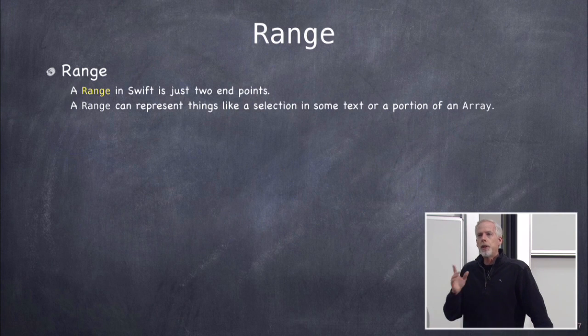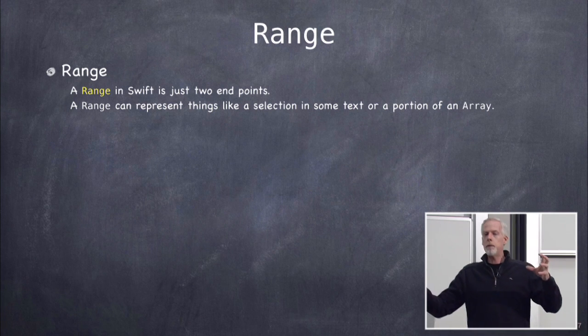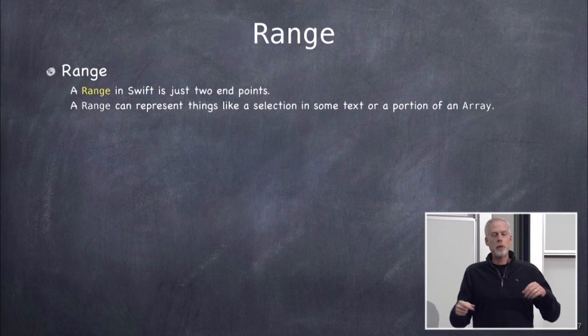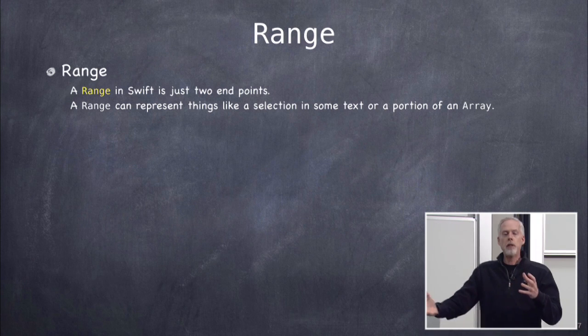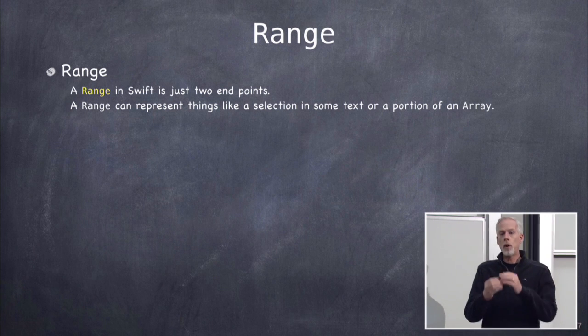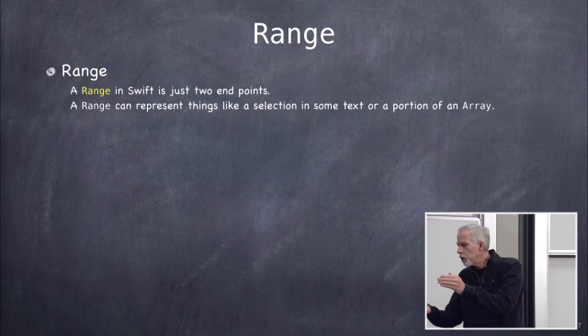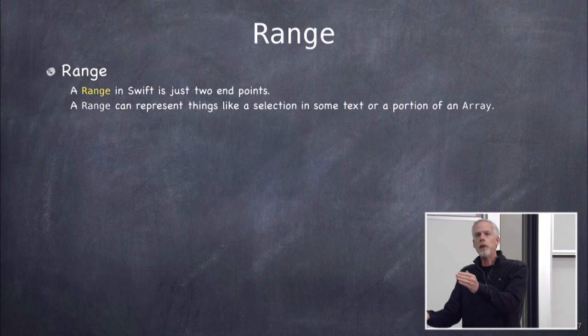Okay, another thing, range. Range is an important little struct in Swift. All it represents is 2 endpoints. So a range is useful, for example, for a selection of text, where the selection starts and where the selection ends. It's also good for a subslice of an array. You've got an array of 100 elements, you might want the 15th to the 40th one. You could specify that range, 15 to 40.